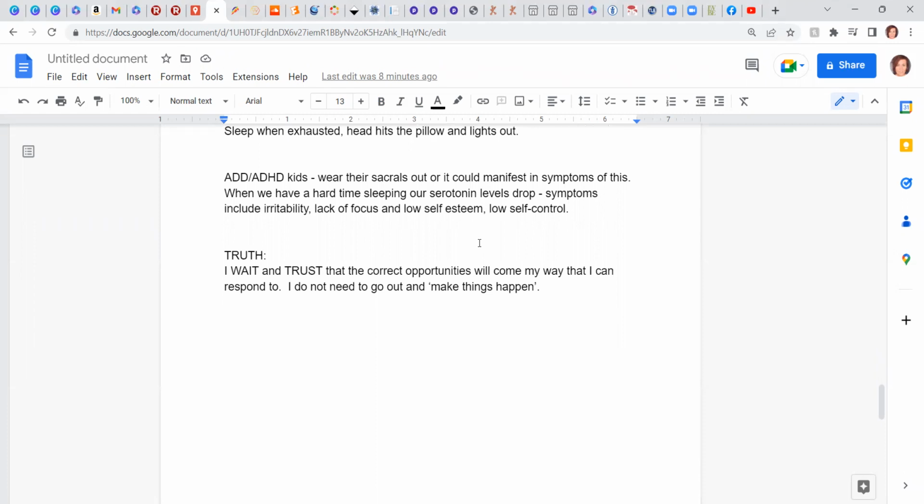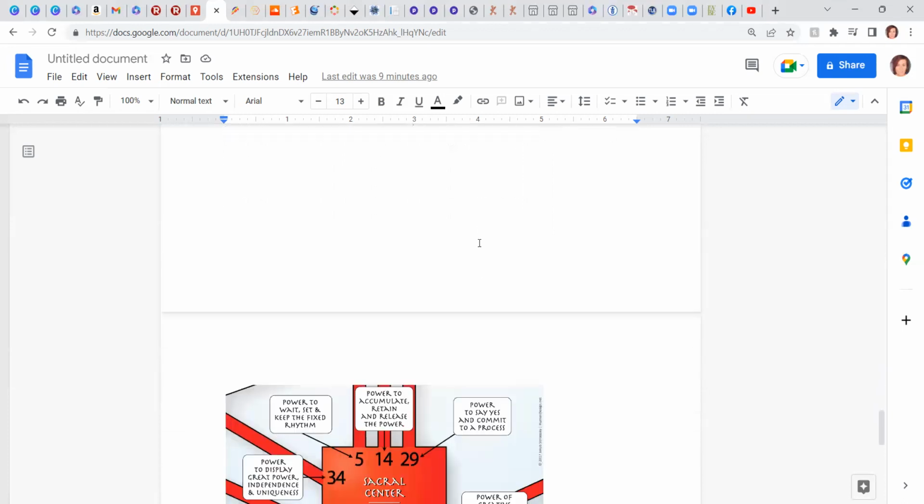So truth, I wait and trust for the correct opportunities that will come my way that I can respond to. I do not need to go out and make things happen. That is a manifestor, not a generator aura. Even if you're a manifesting generator, that is not what you're here to do. You still have to wait to respond. You respond and then it's like you wait. So it's key to know that. It's so key to know that.